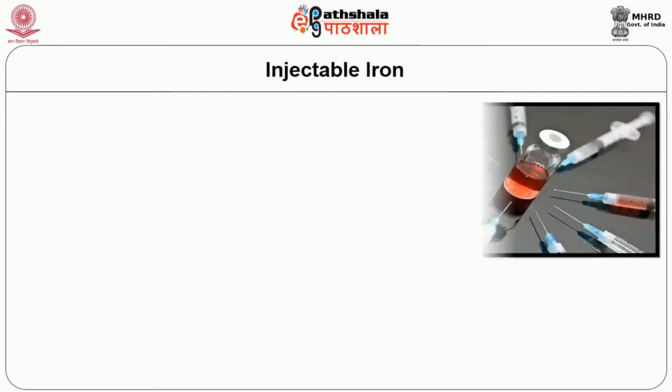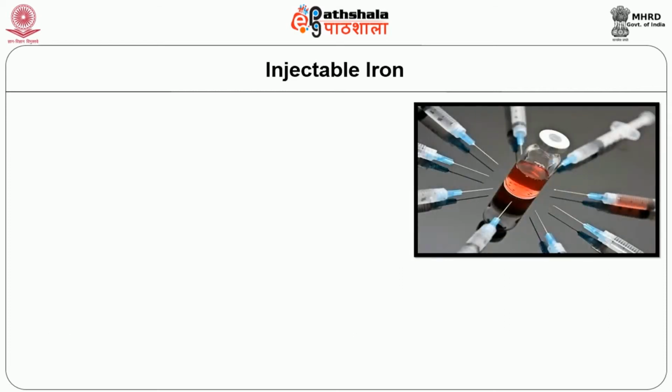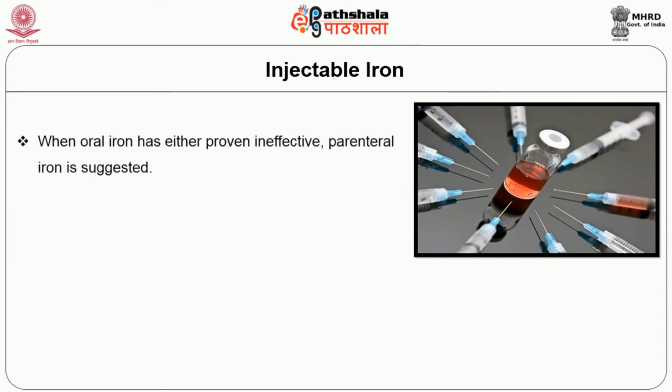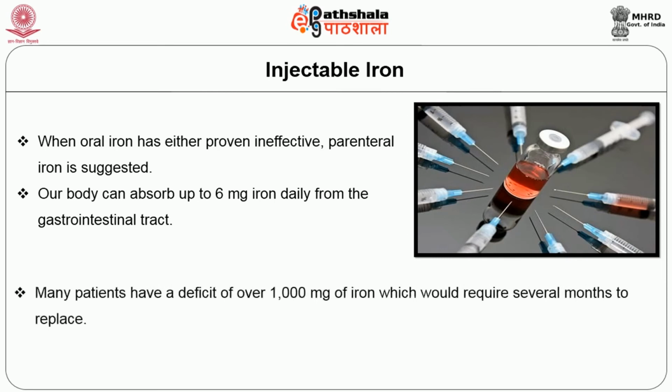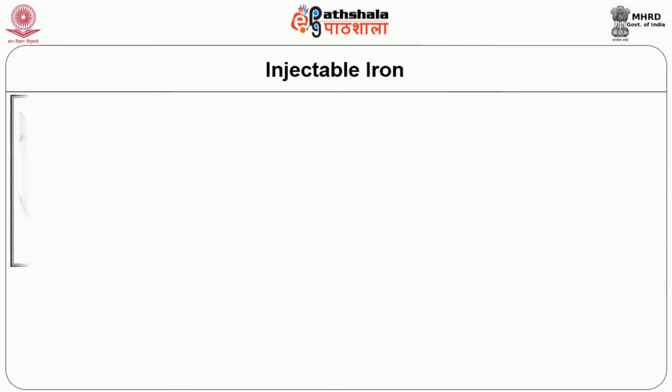Iron deficiency anemia can also be treated by giving injections intramuscularly or directly into the blood, that is intravenously. When oral iron has either proven ineffective or the patient has side effects like stomach upset, in such situations parenteral iron is suggested. Our body can absorb up to 6 mg iron daily from the gastrointestinal tract. Many of the patients have a deficit of over 1000 mg of iron, which would require several months to replace. In such cases, we advise injectable form of iron.